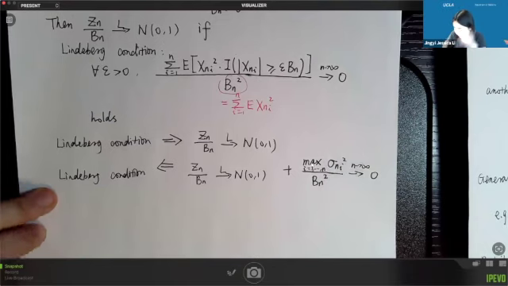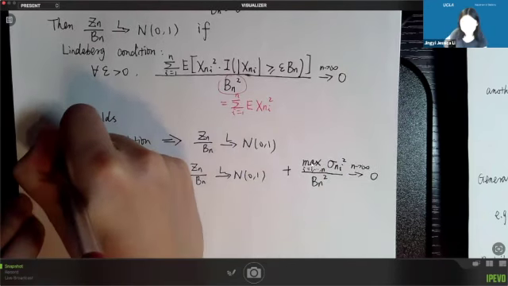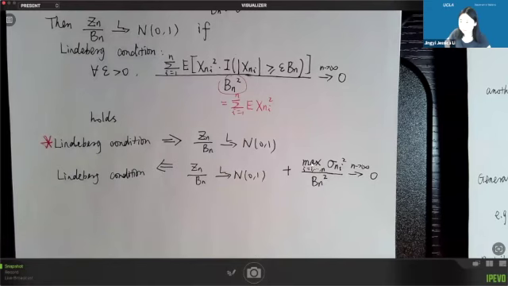But I want to say that this reverse statement is not used so much, because we care mostly about proving asymptotic normality. So in practice, what we use the most is we want to show the Lindeberg condition is holding, and then we can prove asymptotic normality. That's it. Okay, so any questions?